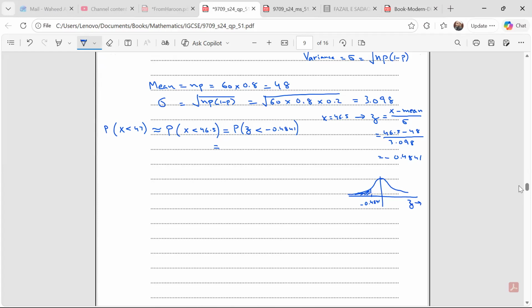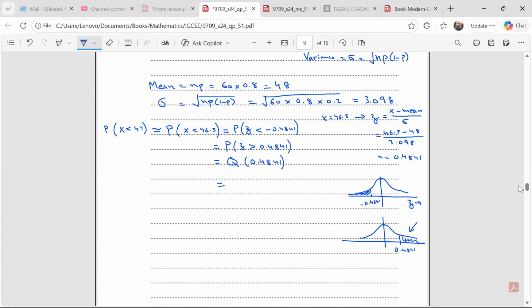Since it is symmetric, this probability is the same as the probability that Z is more than 0.4841. So this area is the same as this area, because this is symmetrical. And this area is my Q function, remember? So this is equal to the value of the Q function at 0.4841. I hope I'm not confusing you. There are many things over here.